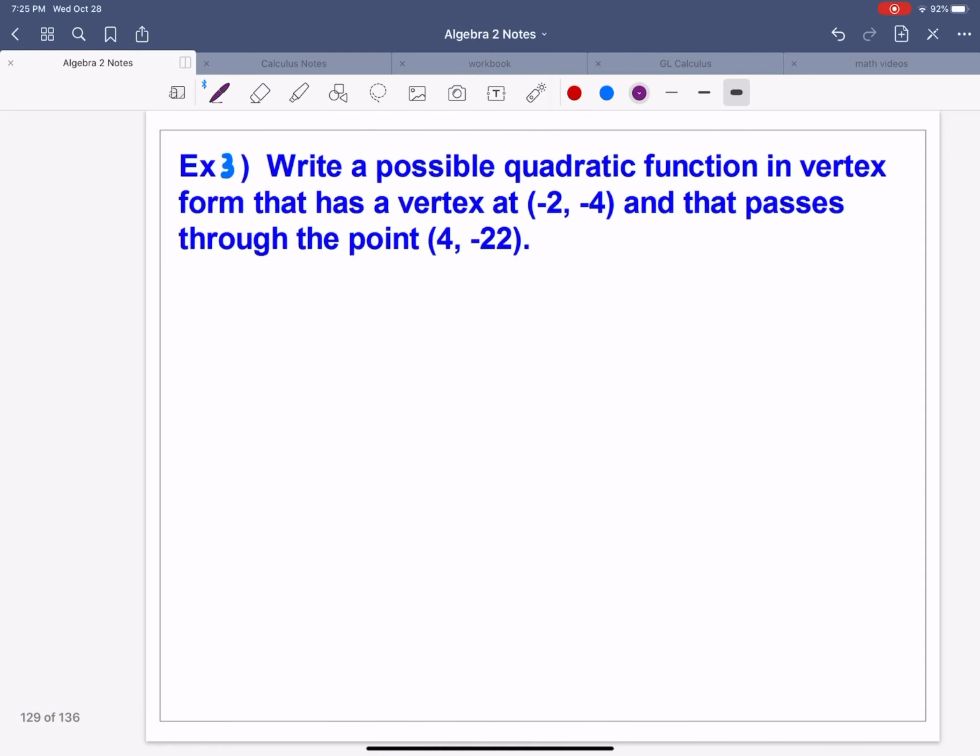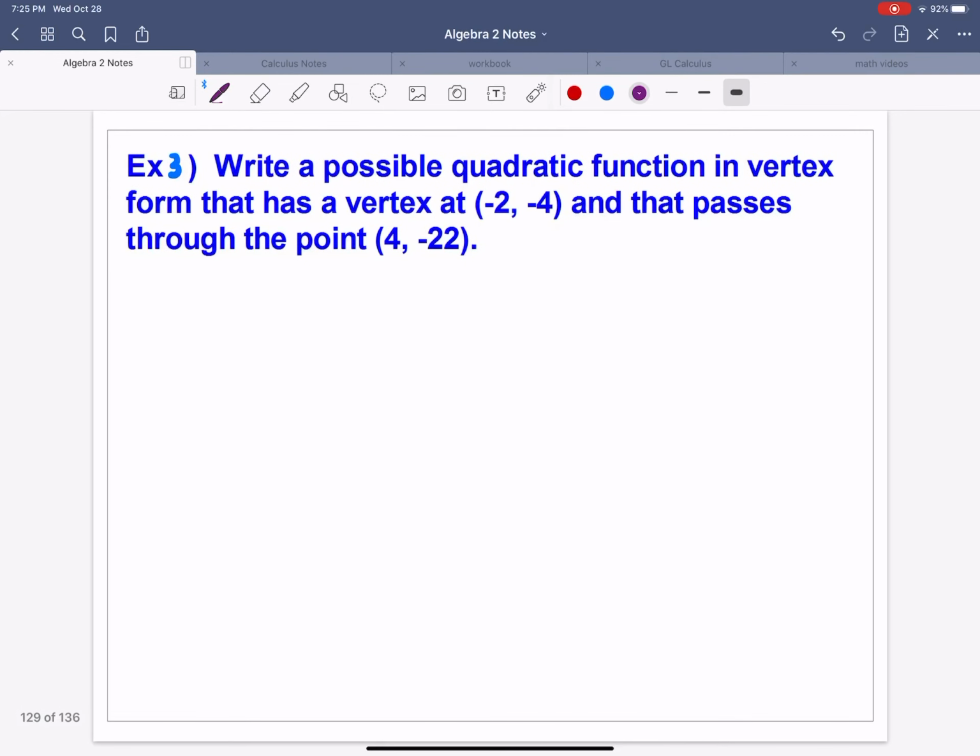The last thing that I'm going to show you in this video is how to write a possible quadratic function in vertex form when they give you some of the attributes. So we're going to kind of work backwards here, okay? So take a second, read this to yourself, and then we'll work on it together. It says, write a possible quadratic function in vertex form that has a vertex at negative 2, negative 4, and passes through the point 4, negative 22, okay?